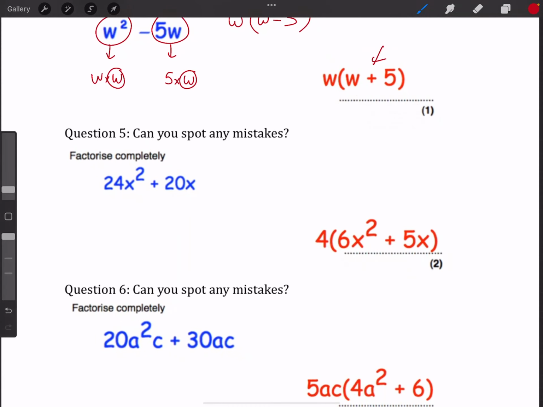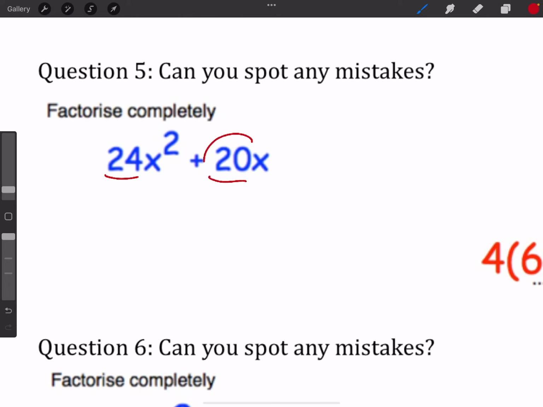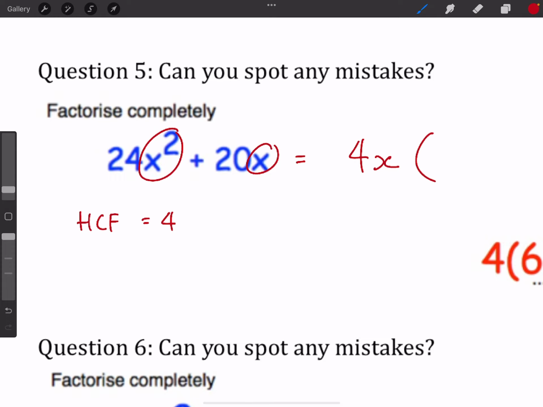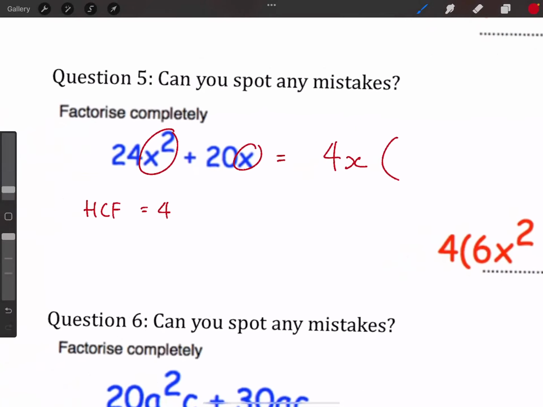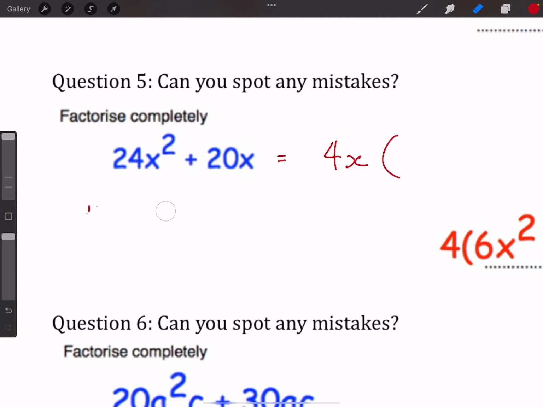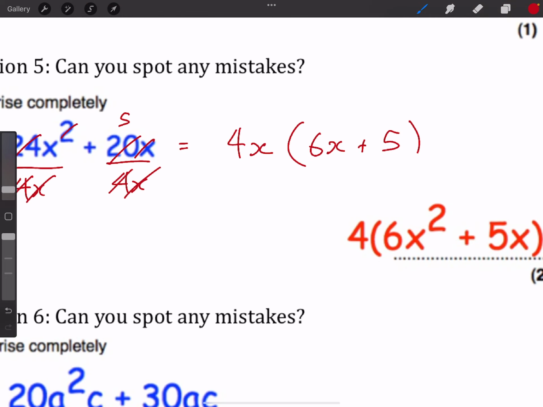Question 5, can you spot the mistake? Okay, if I factorize this, I've got 24 and 20. The highest common factor of 24 and 20 is 4, so I can put a 4 outside here. Now let's look at the letters. You've got x squared and x, so the highest common factor of that is just x. I can take an x out. So I divide both of these by the highest common factor of 4x. This will be a 1, this will be a 6. x squared divided by x is just x. Now this one divided by 4x, this will be 5, plus by the way. x divided by x is just gone, so there's your answer there.